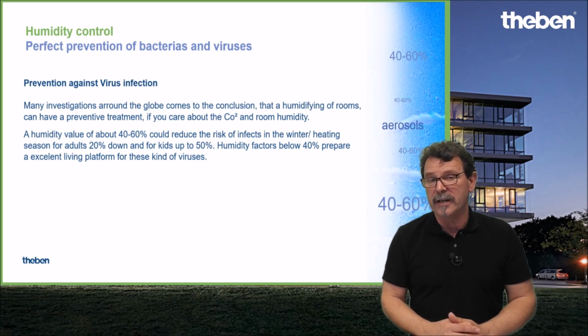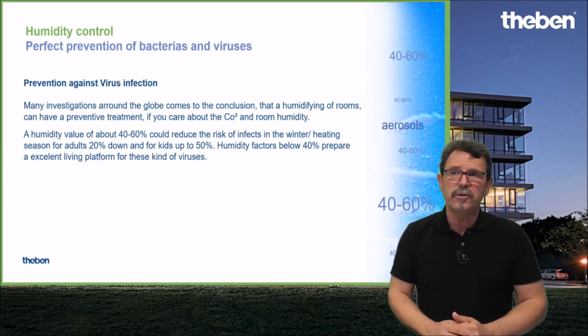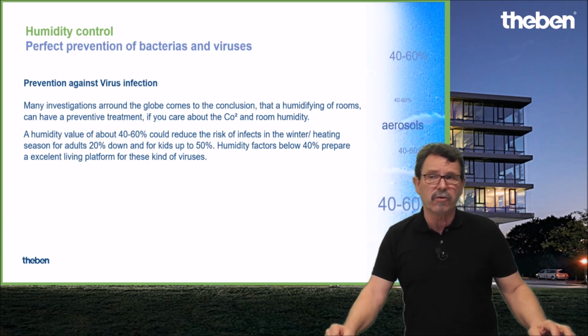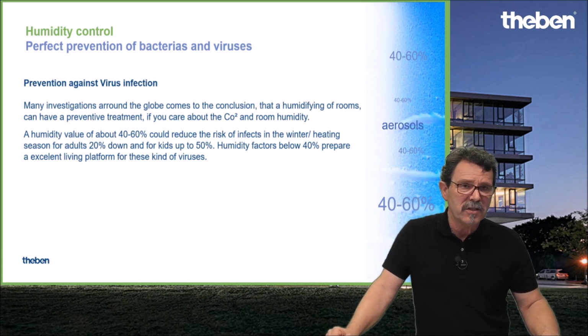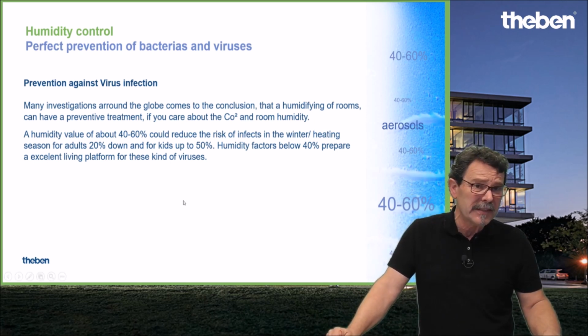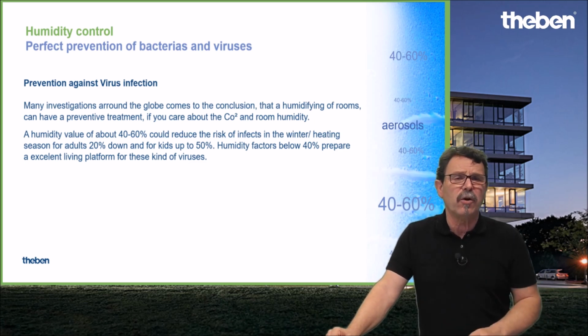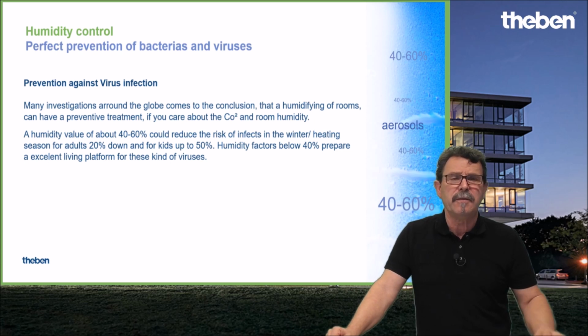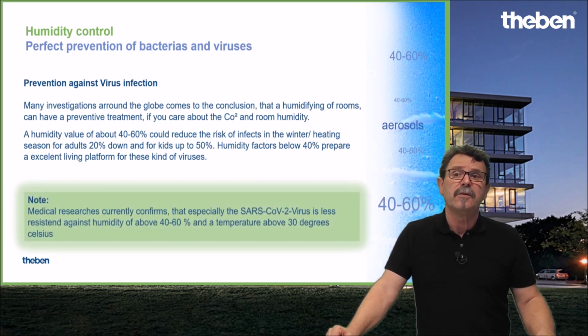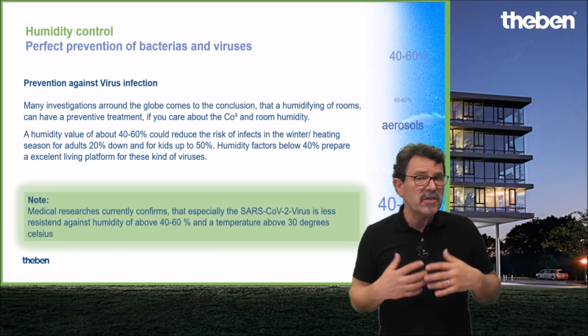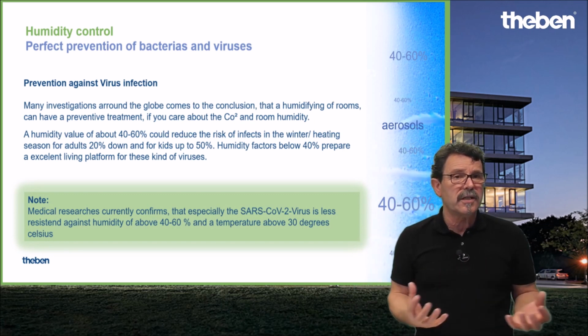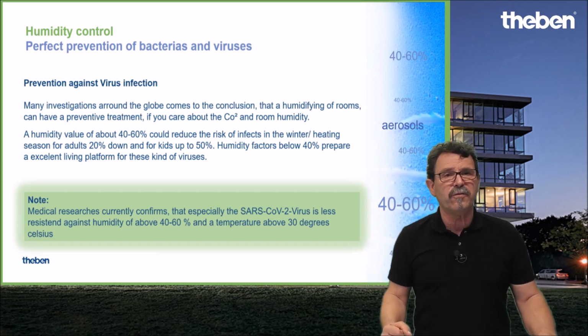because the CO2 value is rather high. And as well, you discover here, so many investigations all around the world, medical scientists discovered that a humidity of approximately 40 to 60% and a temperature above 30 degrees is good against the spreading of these kinds of viruses. This is confirmed from different sources, and due to that, this airing gets a totally different value, a totally different focus in the climatization of a building.